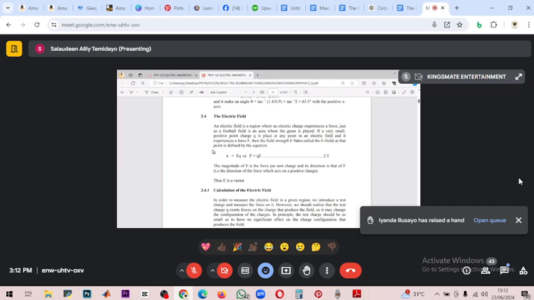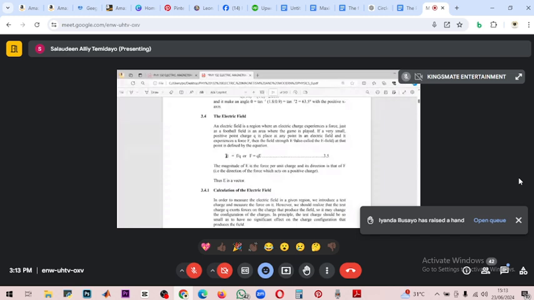An electric field is a force. See, they said just as a football field is an area where the game is played. If a very small positive point charge Q is placed at any point in an electric field and it experiences a force, that is, it feels a force on it or a force is repelling it, definitely the field strength... If a positive or negative charge is placed in an electric field and it experiences a force, that force that acts on it in that region at that point, we call it the electric field. So we say electric field is the force per unit charge. It is F over Q.